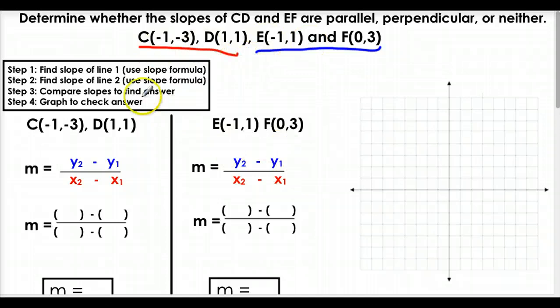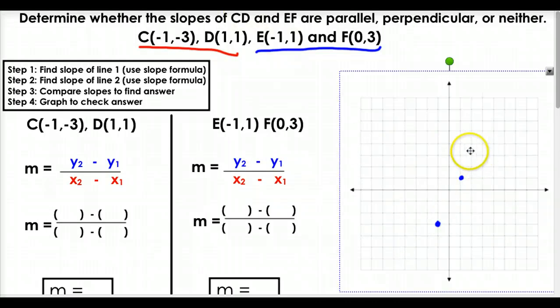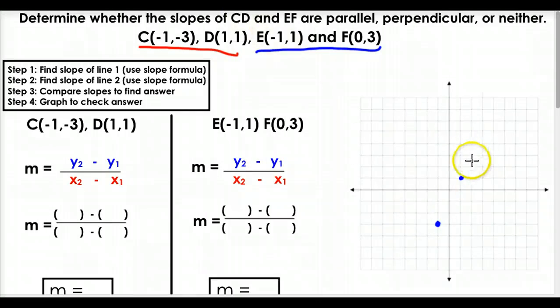Just to start, so we get a visual on this, let's graph it and see what it looks like. C is (-1, -3), so that goes over here, and D is (1, 1). That's over here. That's our first line. Let's draw a line through that. Oh, sorry, my line disappeared. And that line's right here.